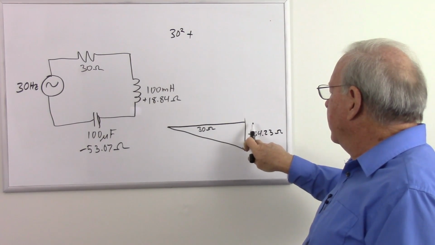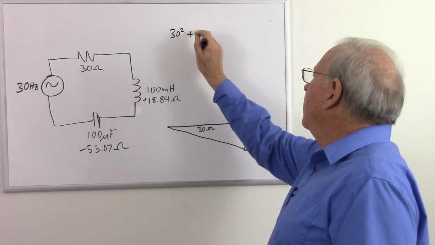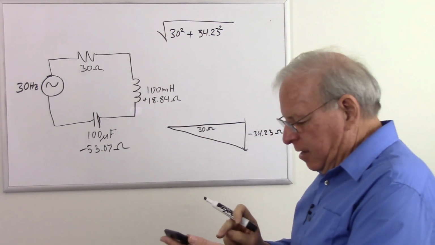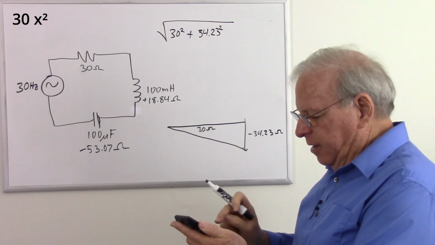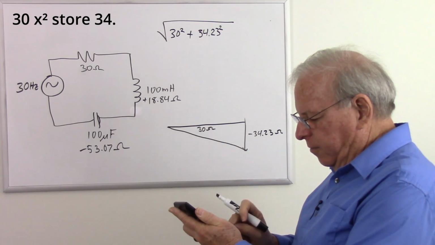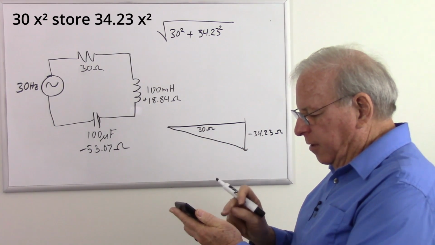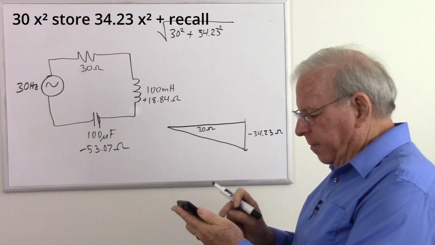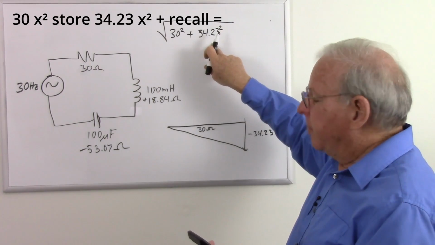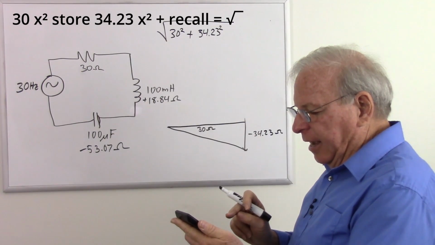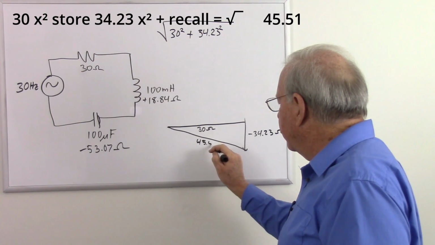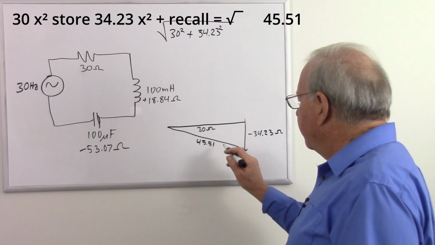So we have 30 squared again, plus, now we don't work this as a negative number. We just take the absolute number here with no sign. So that's going to be 34.23 squared. Take the square root of that. And we add them together. I don't worry about the number I get there, but then I take the square root, and I got 45.51. So our impedance is 45.51.